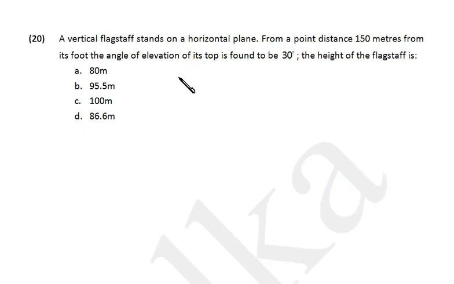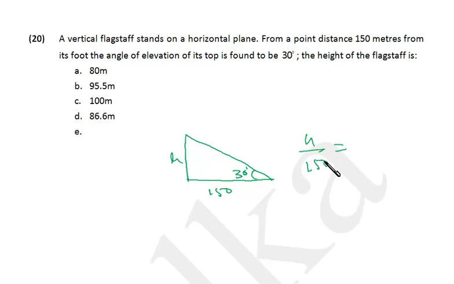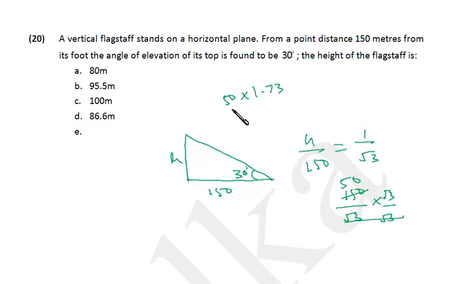A vertical flagstaff stands on a horizontal plane. From a point 150 meters away from the foot, the angle of elevation is 30 degrees. We need the height. Further, h by 150 is tan 30 degrees, so that's 1 upon root 3. So h, that is the height, is 150 upon root 3. We can rationalize that, so it's 50 into root 3. So 50 into 1.73. 17 fives are 85, so 86.6. Very simple.